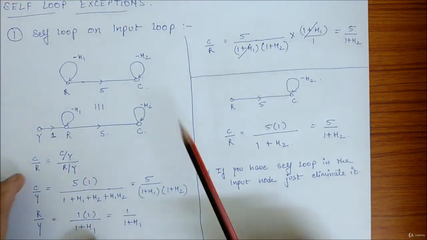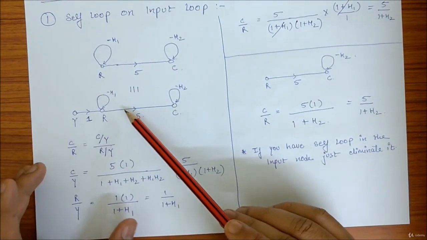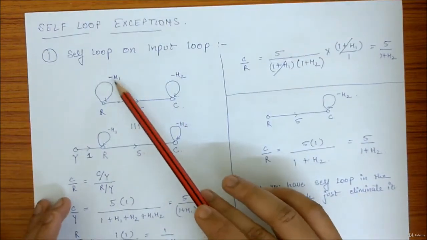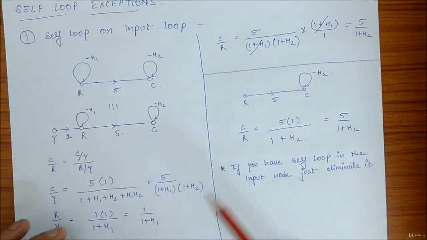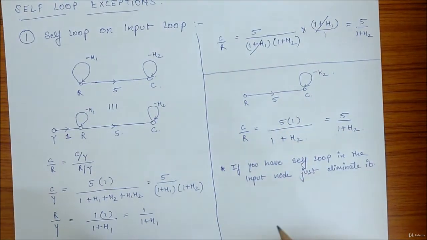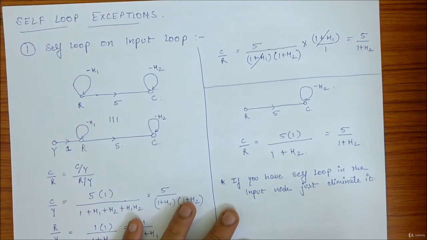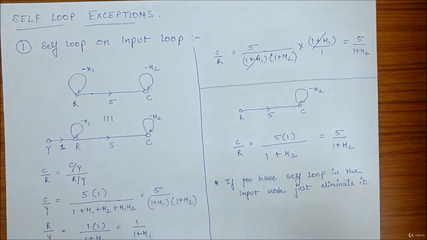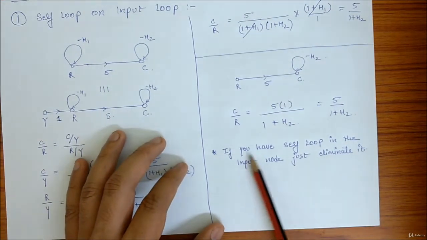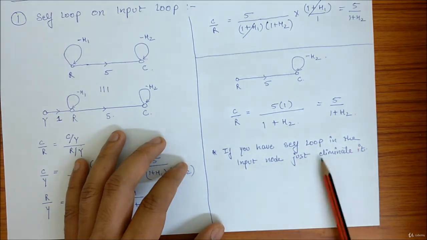So it means whether you go by this method or you just eliminate this loop and then solve, in both methods you will get the same answer. That is how you proceed when you have a self loop on the input node. Okay, so I have written, if you have a self loop in the input node, just eliminate it.